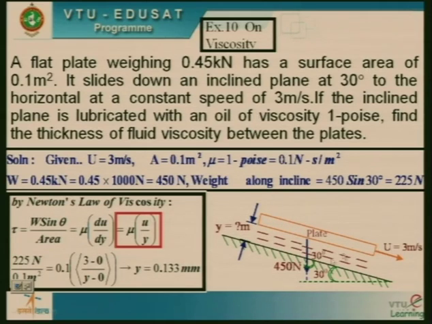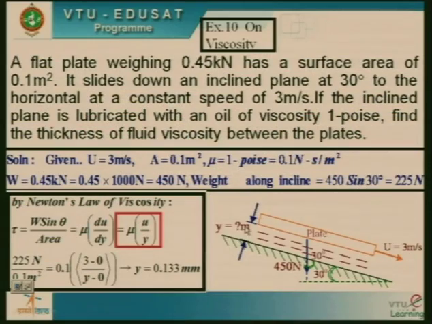Let us see the diagram very nicely. You can see the plate is here, correct? Its weight is 0.45 kilonewton. Please multiply 0.45 into 1000, you will get 450, correct? So 450 Newton is the weight, 30 degrees is the angle of inclination, and velocity is 3 meters per second, and this gap we need to determine. Is the question understood? I repeat, this plate weight is given, the angle is 30, it is moving with a velocity of 3 meters per second, and the oil gap between the plate and the inclined plane is being asked.